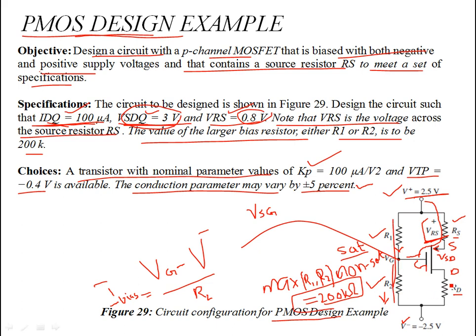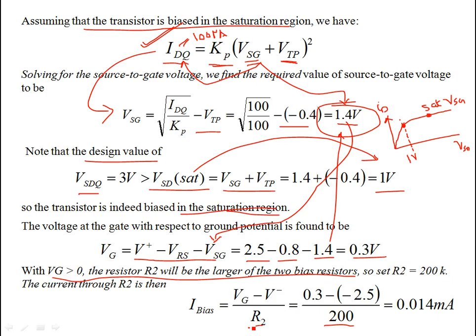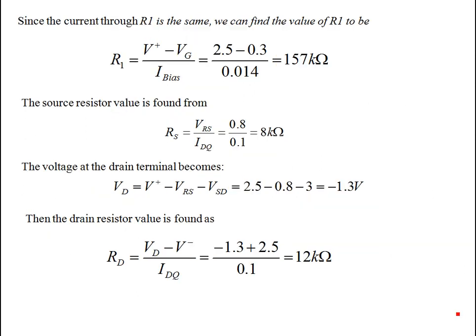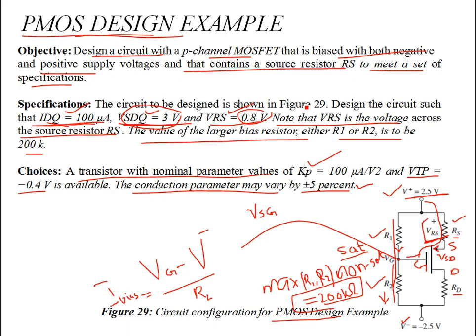So you find I bias: VG is 0.3 as we have determined over here, then the negative supply is minus 2.5. This gives you 0.014 milliamps. Use the same current to find R1. For R1, look at the positive supply over here and take the difference: V positive minus VG, over R1.